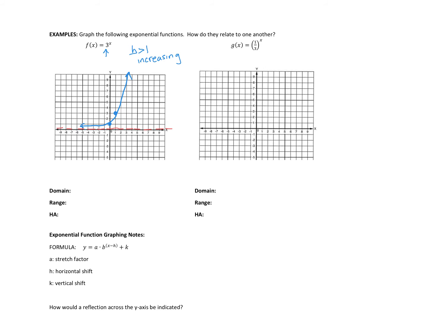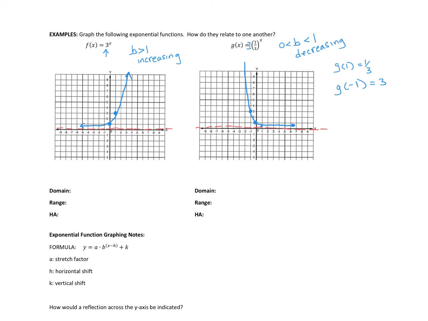When we look at the second one here, we notice that our b value is less than 1, so this is going to be a decreasing function. Our a value is 1, so we'll have 0, 1. G of 1 would be 1/3, and g of negative 1 would be 3. And so we get this decreasing function. It's going to get closer and closer to this axis here.